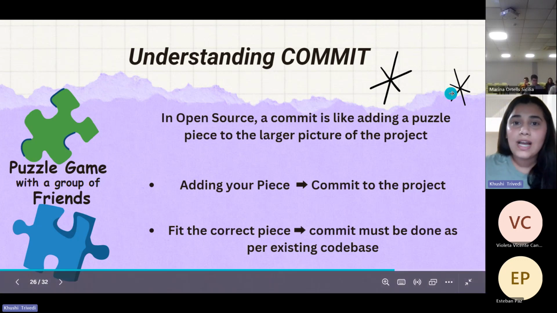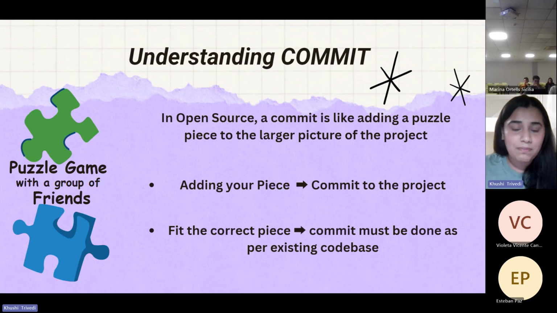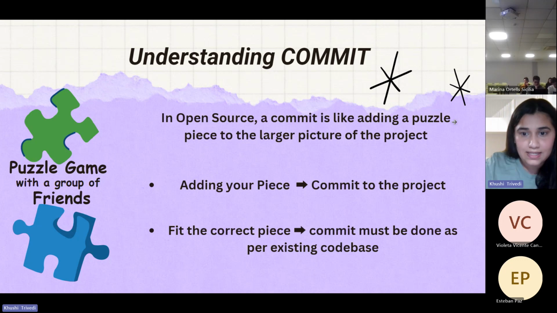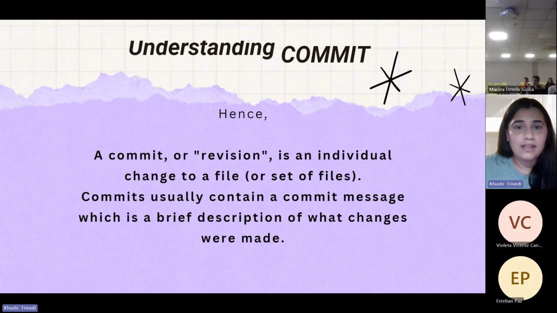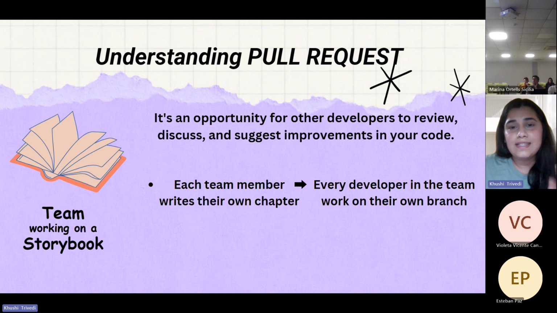So consider we all are, okay, this is a puzzle thing. Like you and I are playing a puzzle. We are actually making a jigsaw puzzle, and you are adding your piece on the puzzle. That means you are adding your code to the project, to the repository. It's that simple. All right. Now, understanding commit, I told you already, and this is the last thing, understanding pull request.